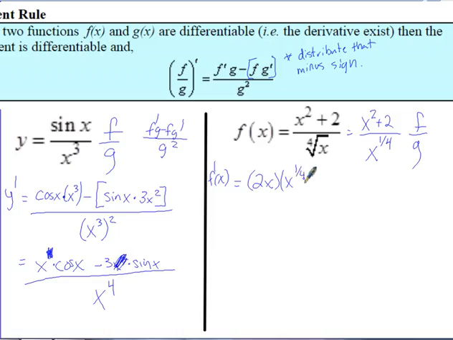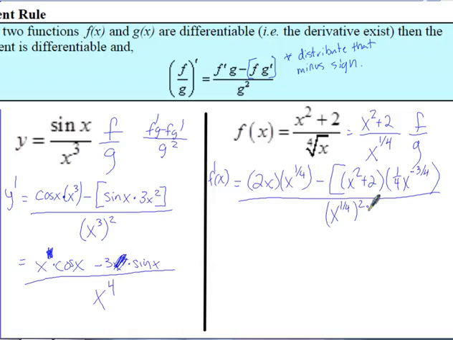X to the 1/4. Minus, again, I like to put brackets, x squared plus 2 times negative what? Negative 3/4. All of that over x to the 1/4 squared.